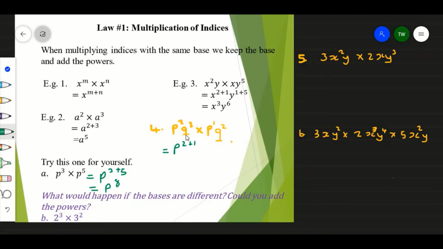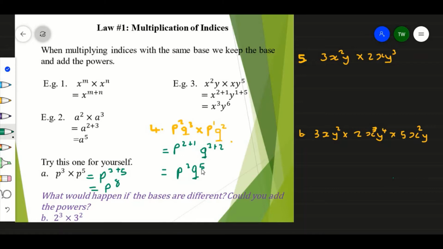We're going to do the same thing for q. We're going to keep our base, which is q, and we're going to add the index, which is going to be 3 plus 2, which is going to give us a final answer of p to the third power times q to the 5th power.